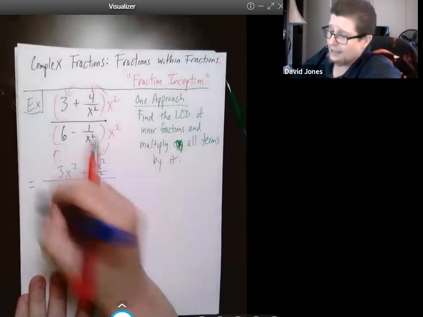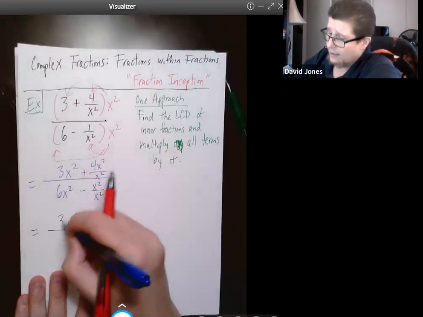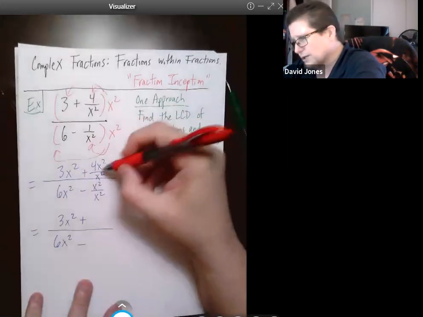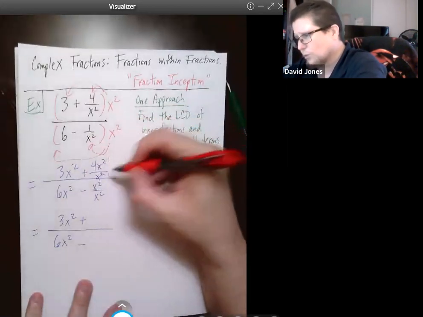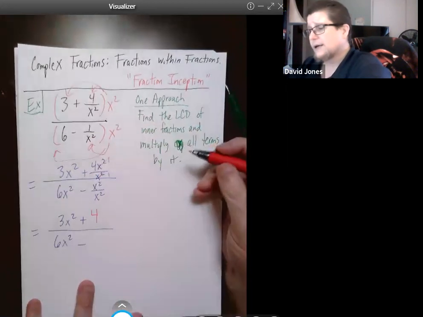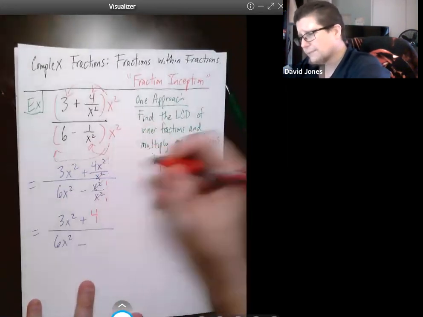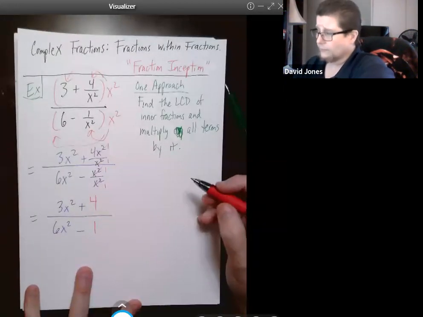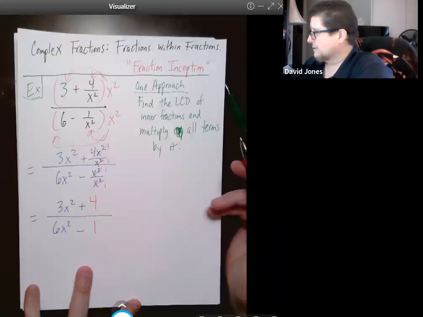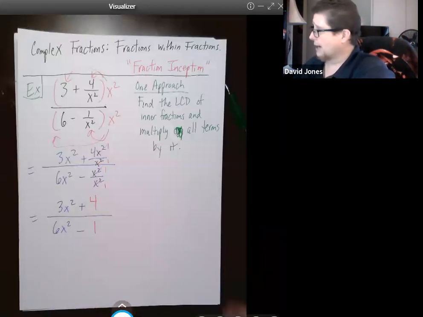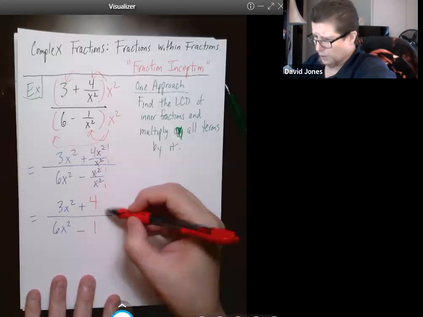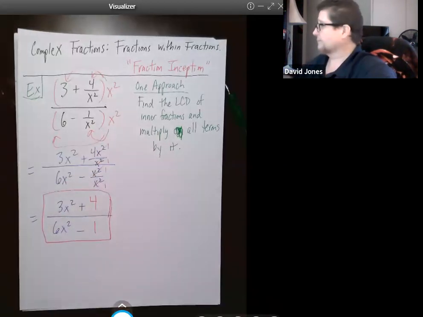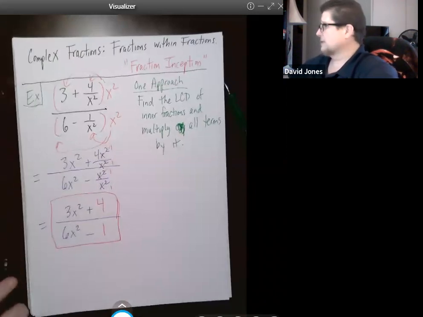If we do that, notice the x squareds on top cancel, leaving behind a 1, and that just becomes a plus 4. X squareds cancel on the bottom on that term, leaving behind a 1. 1 divided by 1 is 1. Okay? And that's our answer. 3x squared plus 4 doesn't simplify, so it doesn't matter whether the bottom does or not. That's good.